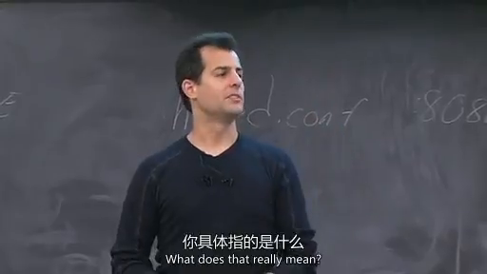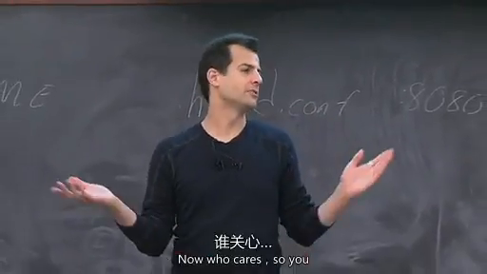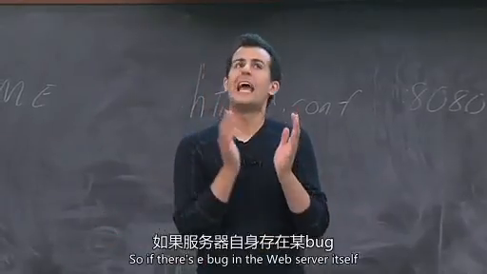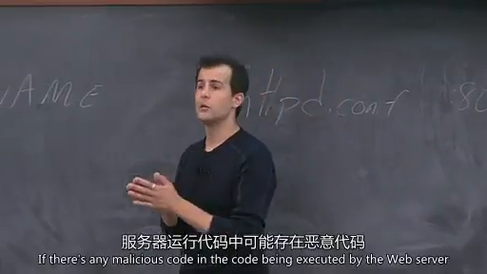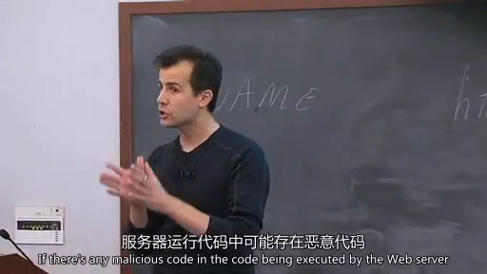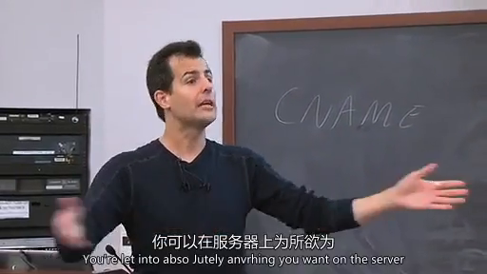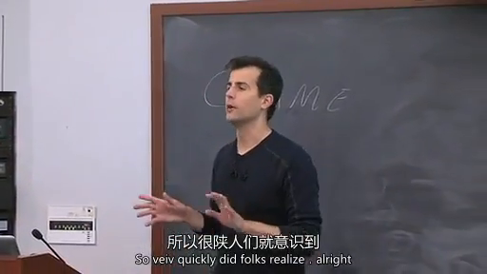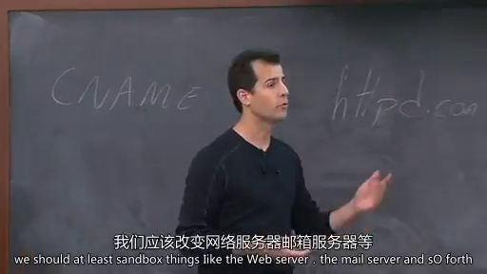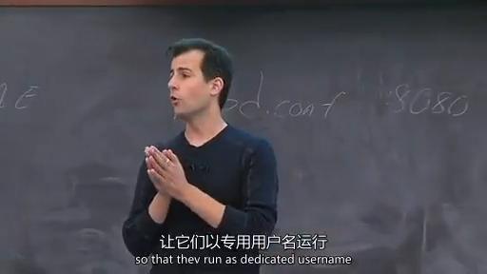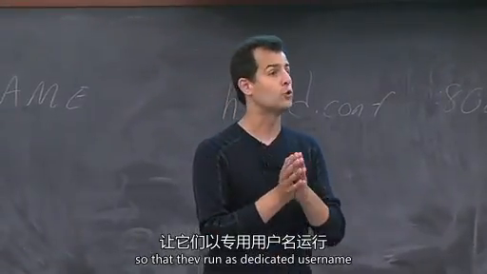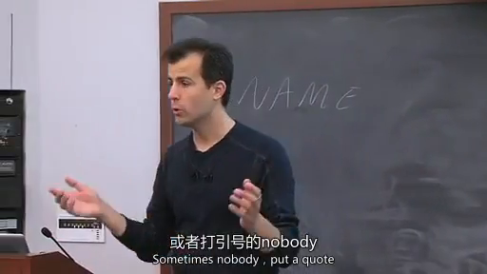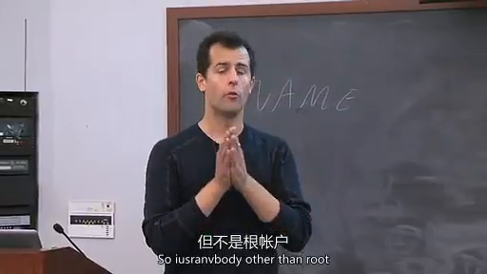Security, but be more specific. What does it really mean? Like, who cares? So you pretty much have access to everything, right? So if there's any bug in the web server itself, if there's any malicious code in the code being executed by the web server, you're letting it do absolutely anything you want on the server. So very quickly did folks realize, all right, we should at least sandbox things like the web server, the mail server, and so forth, so that they run as dedicated usernames. Sometimes Apache, sometimes web, sometimes nobody, quote unquote. So just anybody other than root.